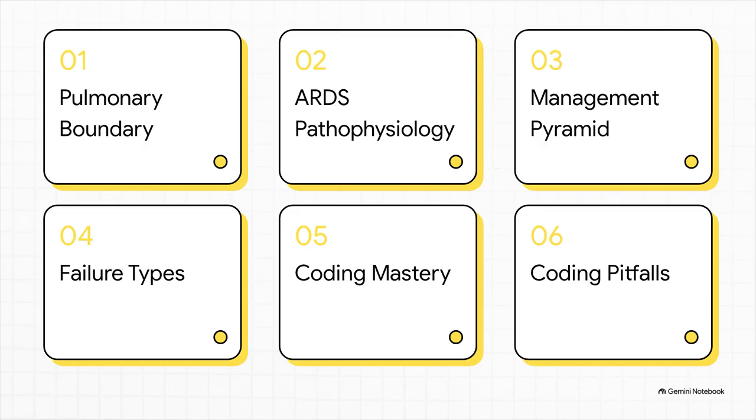So here's our roadmap for today's explainer. 1, the critical pulmonary boundary. 2, decoding ARDS pathophysiology. 3, the ARDS management pyramid. 4, hypoxemic versus hypercapnic failure. 5, ICD-10-CM coding mastery. And finally, 6, critical coding pitfalls. Let's get right to it.